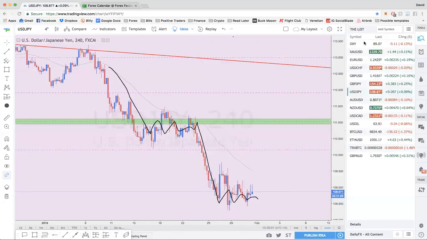You have to understand these things, guys. And once you take the time to understand these things, everything will become so much clearer to you. You don't need to have a million indicators out there.